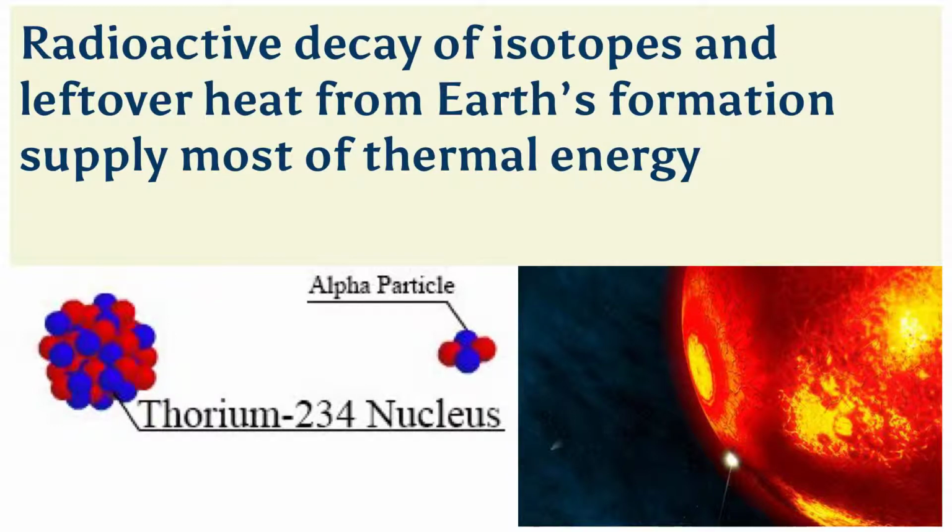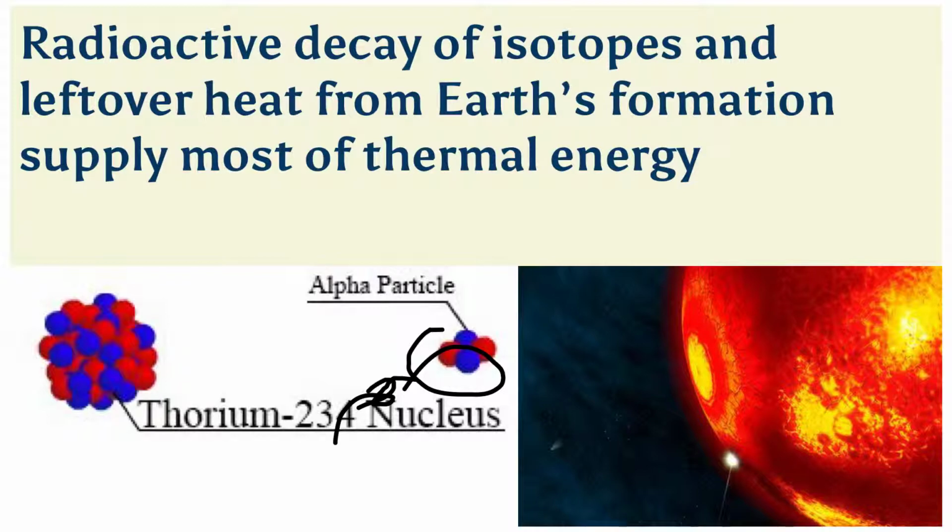There are 2 primary sources of heat for Earth's interior. One of those is the radioactive decay of isotopes. The other is leftover heat from Earth's formation. They're going to supply most of the thermal energy. I have an example here of an alpha decay, with this alpha particle being given off, 2 protons and 2 neutrons. This started off as uranium-238, and then it's going to give off those 2 protons and 2 neutrons, and actually become thorium-234.